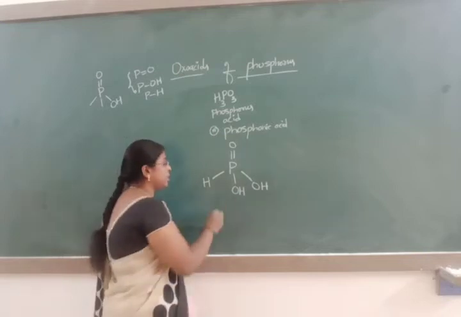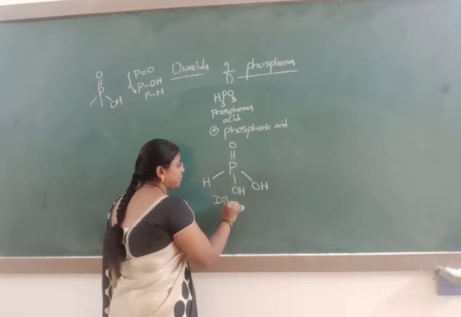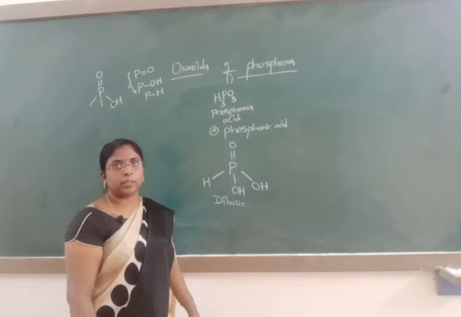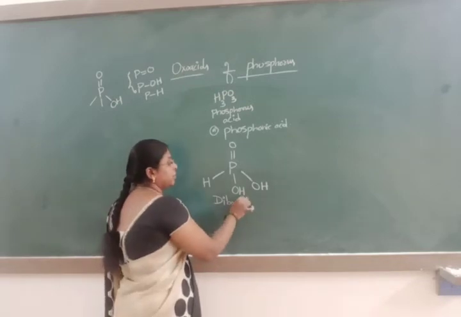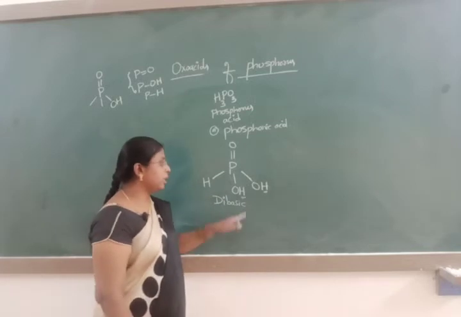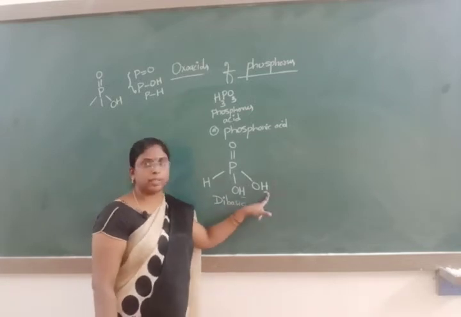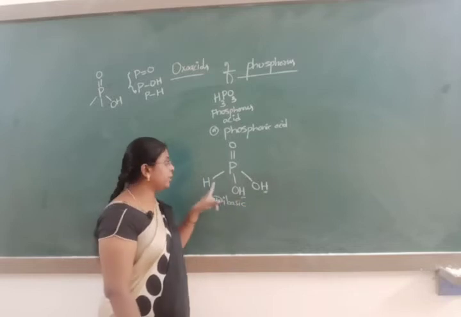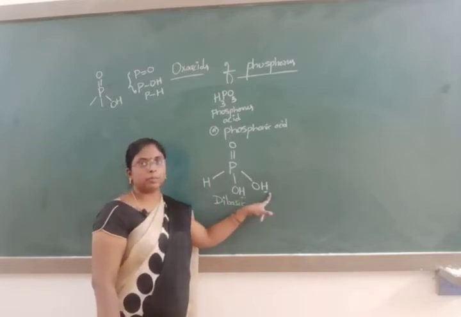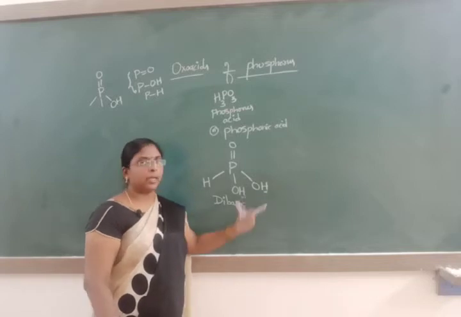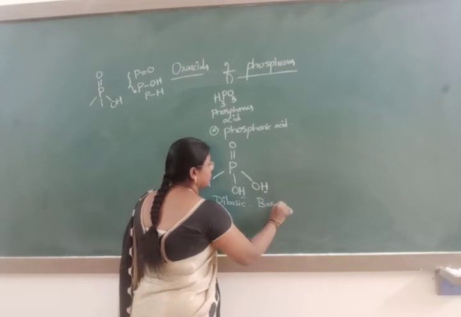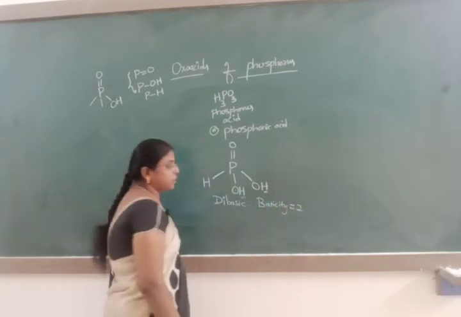Here 2 hydroxyl groups are there, hence it is dibasic in nature. Its basicity is equal to 2. What is basicity? The number of replaceable hydrogen atoms is known as basicity. I can replace these 2 hydrogens, but I cannot replace this hydrogen atom. The number of replaceable hydrogen atoms is 2, hence its basicity is 2. Basicity 2 is known as dibasic.